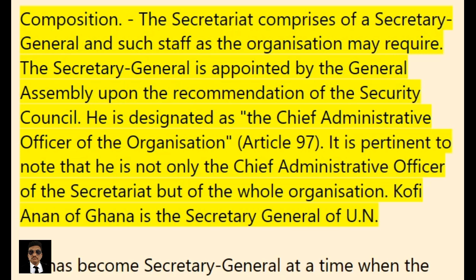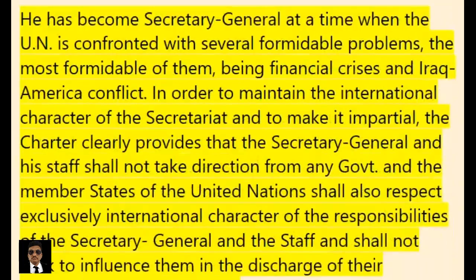Article 97. It is pertinent to note that he is not only the Chief Administrative Officer of the Secretariat but of the whole organization. Kofi Annan of Ghana is the Secretary General of the UN. He has become Secretary General at a time when the UN is confronted with several formidable problems, the most formidable of them being the financial crisis and the Iraq-America conflict.